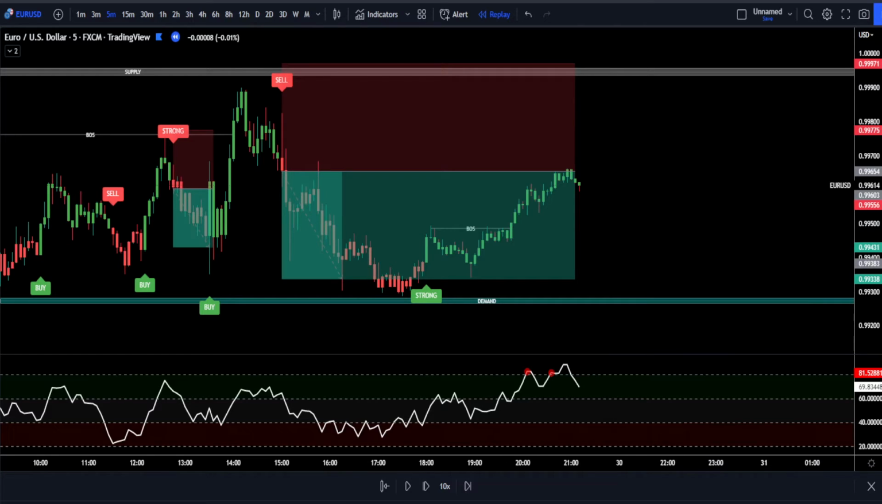Okay traders, I hope you have understood the rules for this strategy. Now let's do our back testing to find out all the numbers.